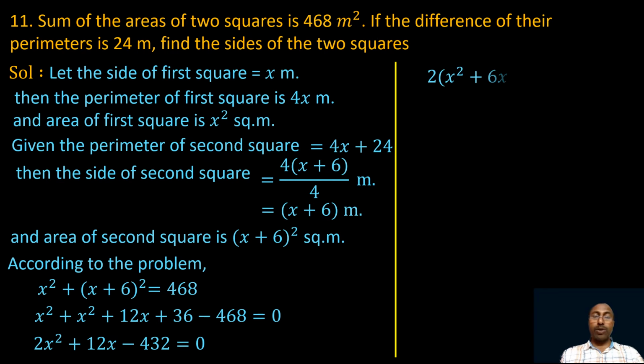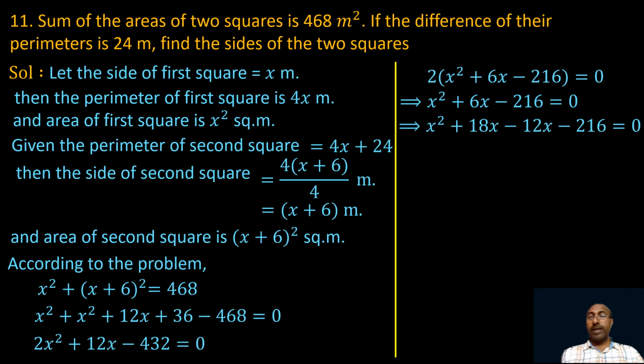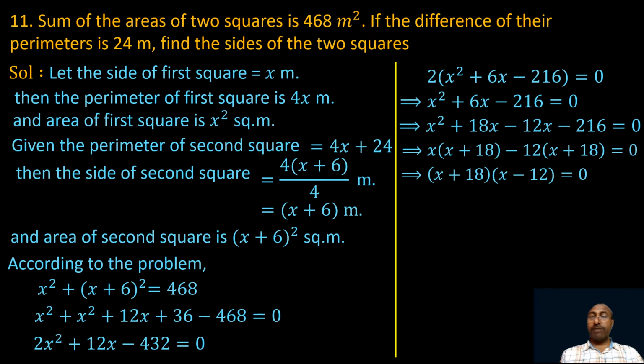And we can take 2 common. 2 into (x square plus 6x minus 216) equal to 0, which implies x square plus 6x minus 216 equal to 0. So let us solve this equation by the factorization method. So the numbers are 18 and minus 12, since 18 minus 12 is equal to 6, and 18 into minus 12 is equal to minus 216. By factorizing it we get (x plus 18) into (x minus 12) equal to 0, and x plus 18 equal to 0 or x minus 12 equal to 0, that is x equal to minus 18 or x equal to 12.